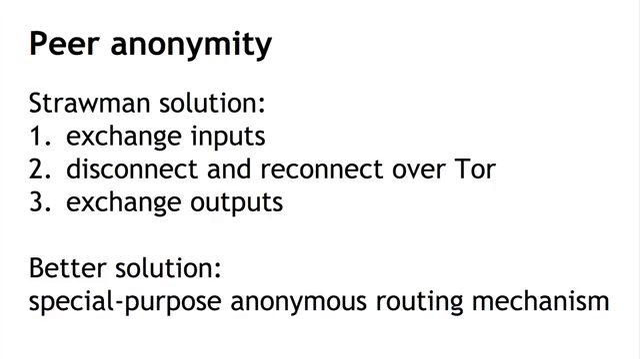These peers come together, they exchange input addresses, and they disconnect and then reconnect over Tor after a while, and then exchange the output addresses. So this is pretty simple, but it may not be very robust in practice. A better solution might be to build a special purpose anonymous routing mechanism for these participants to utilize just for this protocol. And there are things called decryption mixnets that allow you to do exactly that, and such solutions have been proposed.